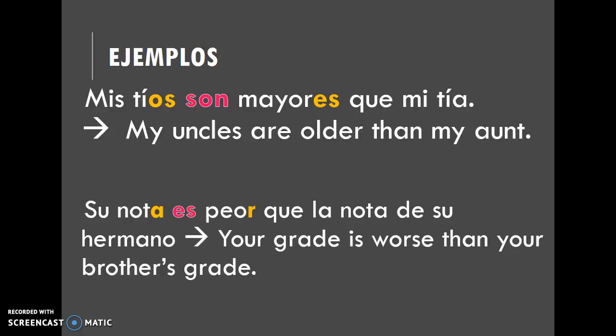Second example, su nota es peor que la nota de su hermano. Translates to your grade is worse than your brother's grade. Ay no, problemas. So again, we've got our form of ser. We've got our comparative of the word worse. Our word peor has to agree with nota in number. So we didn't need to change peor, it was fine. And then we follow it with the word que.